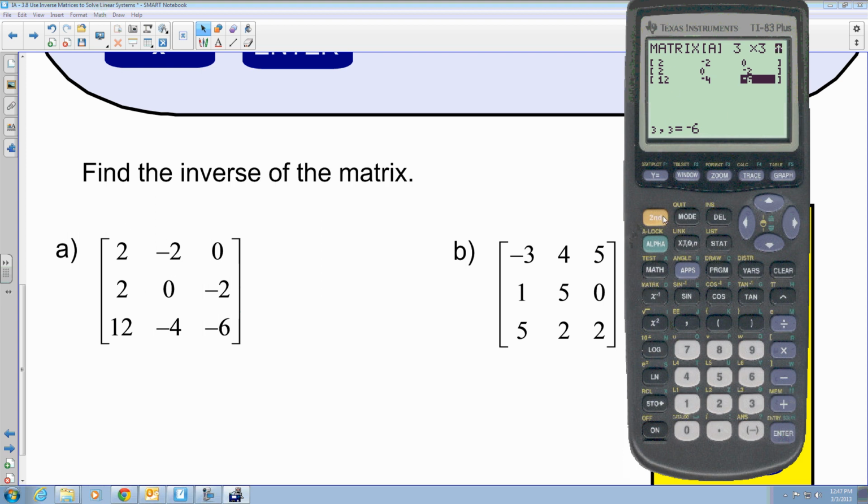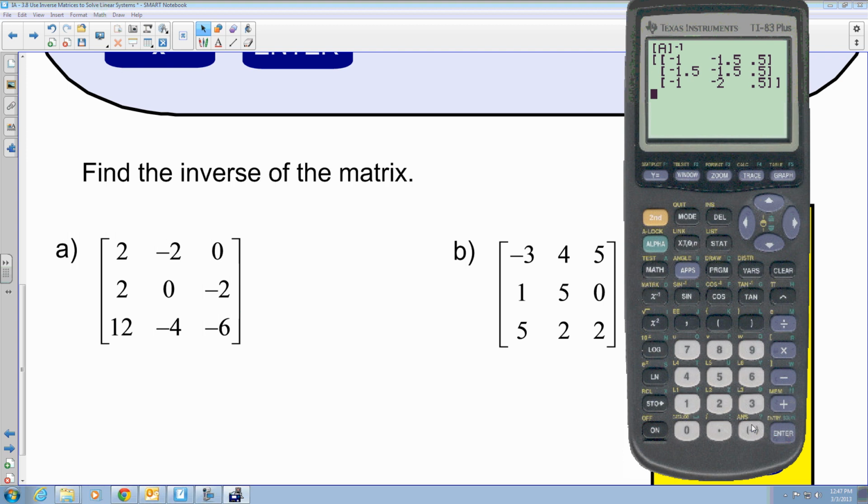So what I'm going to do is second, quit that. And how we compute the inverse is I'm going to go back to second, matrix. And then I have my matrix A, which is a 3 by 3. So I'm going to hit enter. That brings me up to my calculator. And then you see this value here where it says x to the -1. That's what's going to show us what our inverse is. So I'm going to click that button here, and then I'm going to press enter.